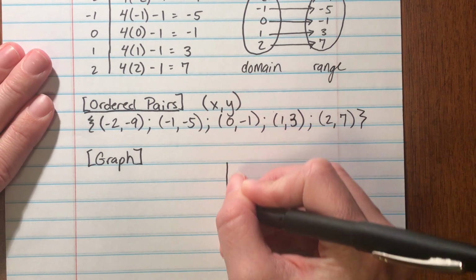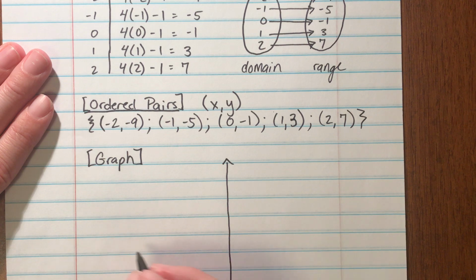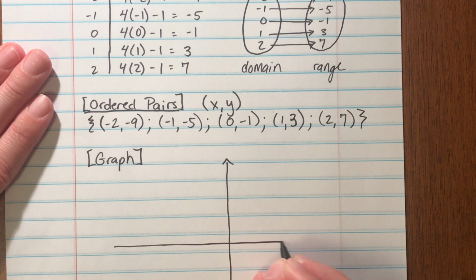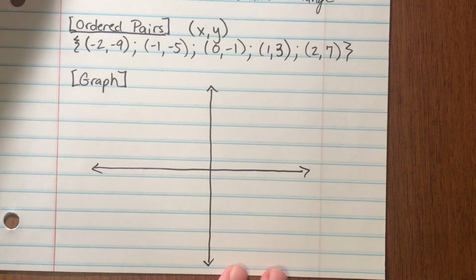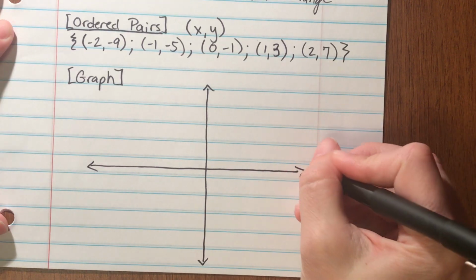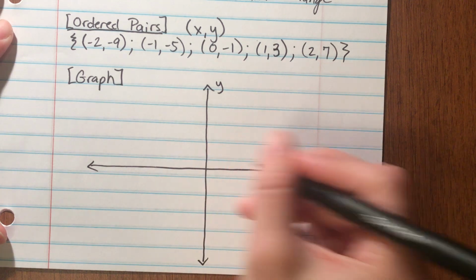So, of course, a graph has a y-axis. I'm going to use the rest of my page for this. And an x-axis. So I'm going to draw that somewhere in the center. Make it as nice and neat as you can. Oh, let's go up a little bit. So label that. That's the x. That's the y. And then I'm going to put some tick marks to keep everything straight.